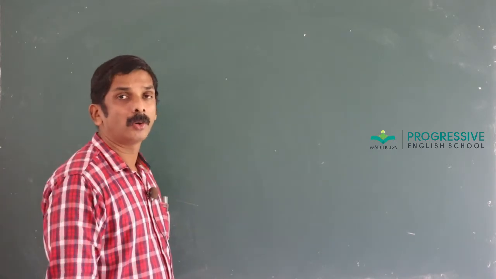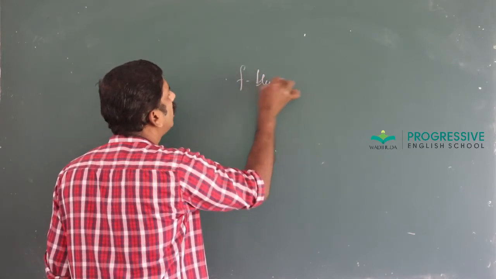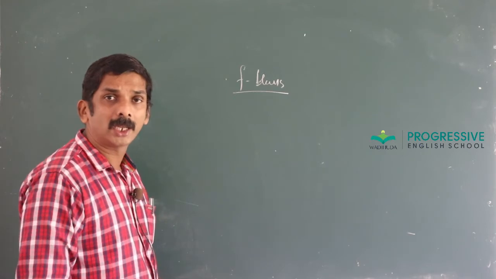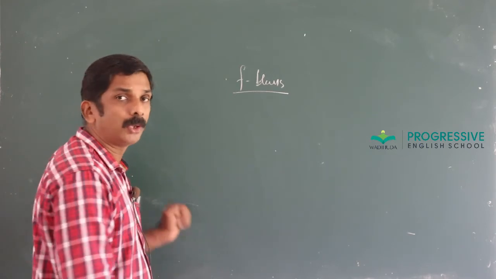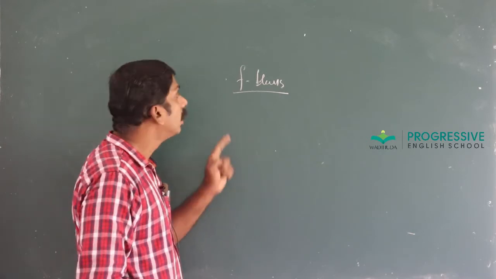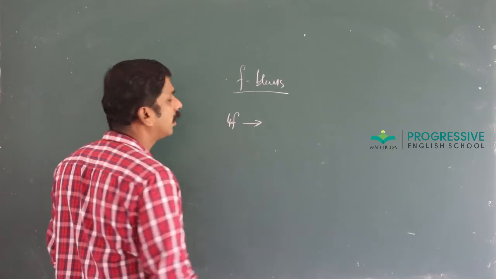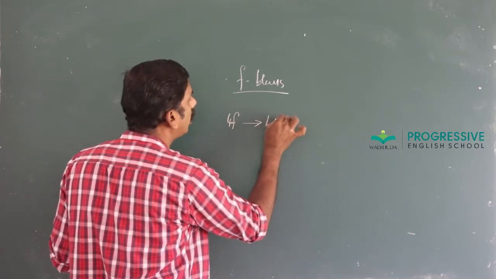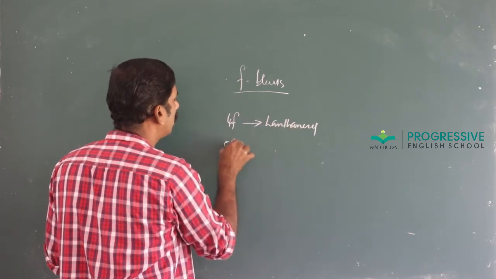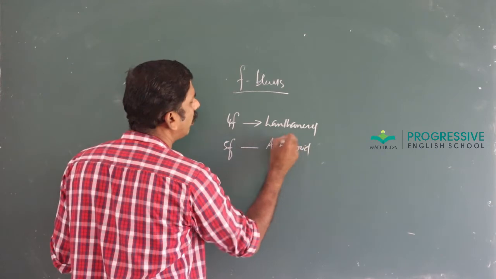And the next is about F block elements. Most of the properties are also deleted. The two rows of elements placed at the bottom of the periodic table constitute the F block elements. These F block elements are of two types. One in which electron filling is in the 4f is called lanthanoids, and the other in which electron filling is in the 5f is called actinoids.